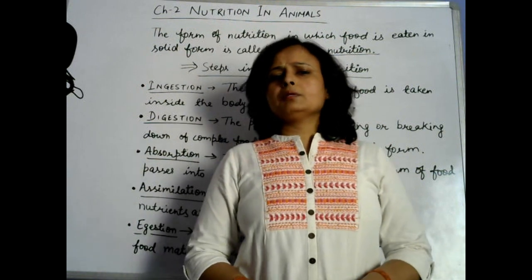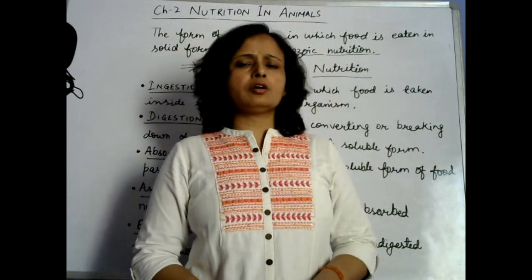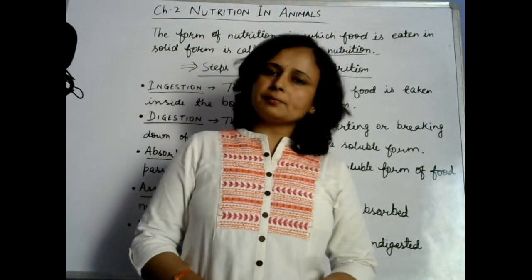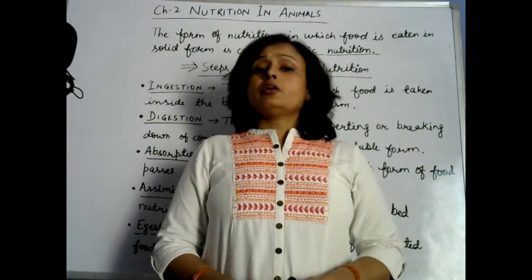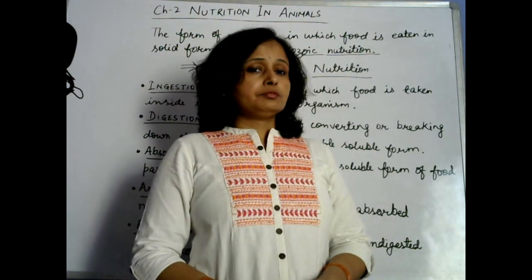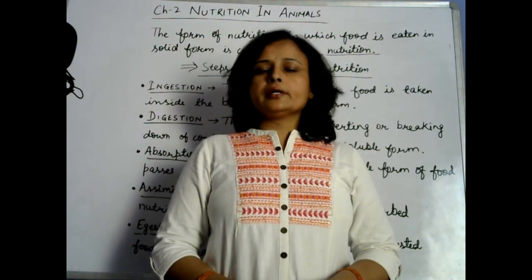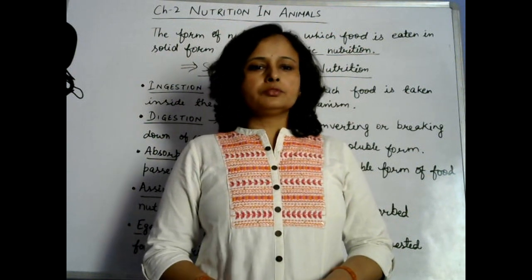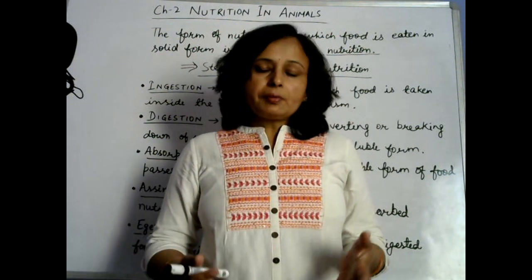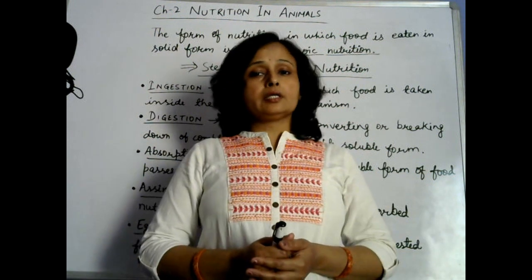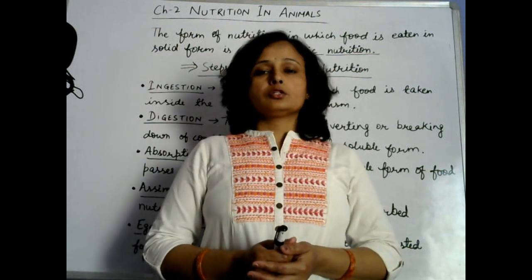Just like other plants, animals also come under the category of heterotrophs. Heterotrophs means organisms which can't prepare their food inside their body. They depend upon other organisms for their food. So humans and all animals come under the category of heterotrophs.